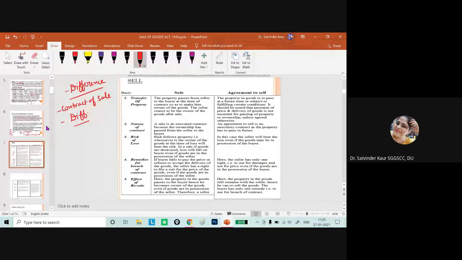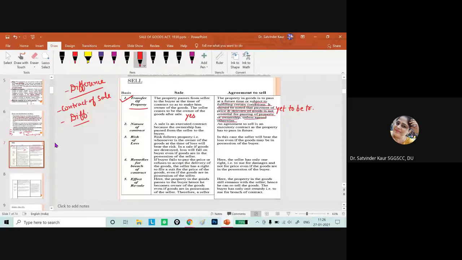So we have already discussed the meaning of the contract of sale. Now when we talk about the difference between the two terms, the first and major difference is on the basis of the transfer of property. If the transfer of property has taken place, then it is regarded as sale, and if it is yet to be transferred, then it will be known as agreement to sell. So property in the goods is to pass at some future time or subject to fulfilling certain conditions. It should be noted that payment of the price and delivery of the goods is not essential for passing of property or ownership unless agreed otherwise.